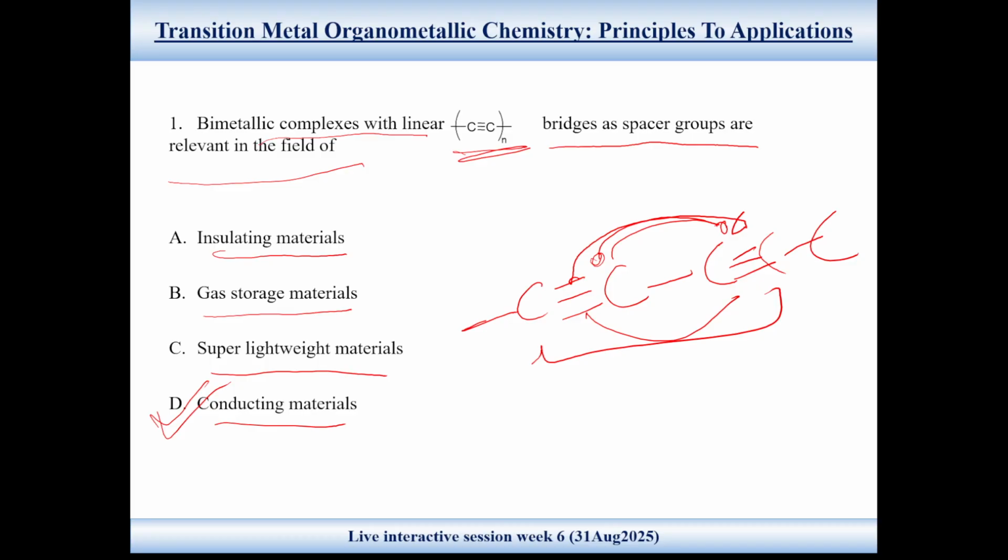I think the reason and the answer is clear. As the acetylene moiety or the alkyne moiety contains C triple bond C, that is the high pi electron density between the two carbon atoms, and these are all conjugated. So because of this conjugation, electrons can freely move around the linear system and it gives a better conducting material.